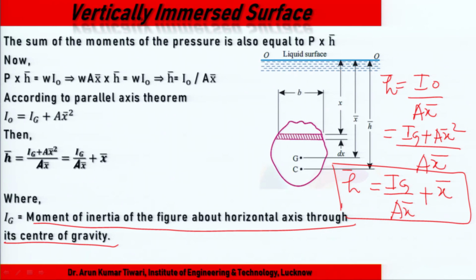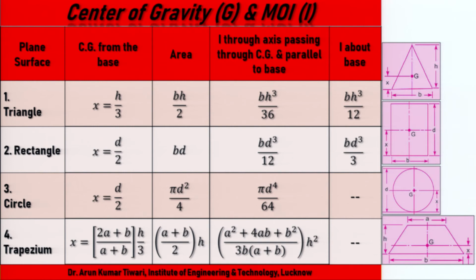Third, let us see the center of gravity and moment of inertia of different common surfaces. In the case of a plane surface, suppose we take a triangle. What is the CG from the base? This x bar equals h by 3.